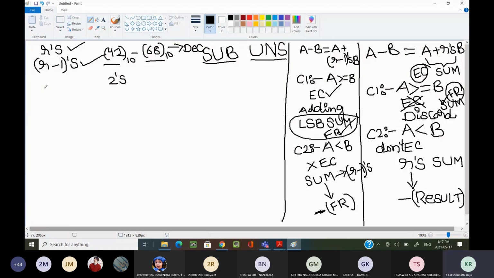In the first step, convert these decimal numbers into binary. How to convert? We have already completed the conversion topic. Now one more point to remember after conversion: both the numbers should contain the same number of bits.